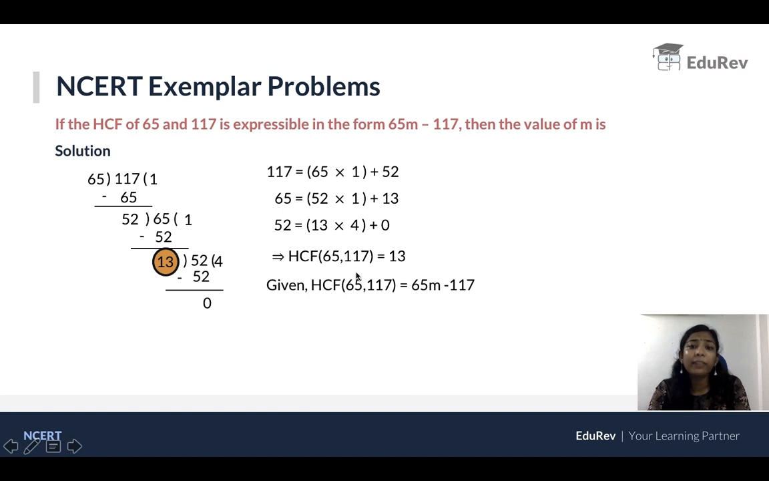And what did they give? The HCF of 65 and 117 is 65m minus 117. So I can replace this term with 13. So what can I write? 13 is equal to 65m minus 117. So what will be 65m? 13 plus 117. What will be that value? 130. So what will be m? 130 by 65, which is 2. So my m value is 2. So I hope it is clear. I'm moving on to the next slide.